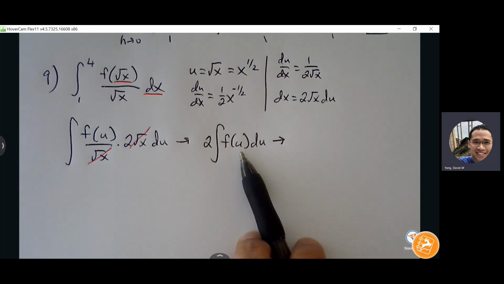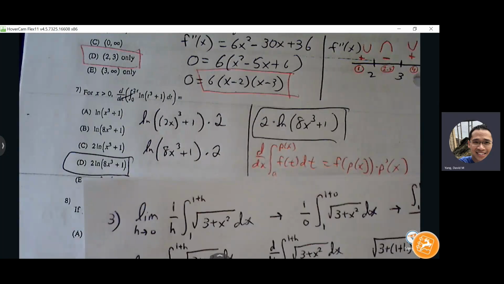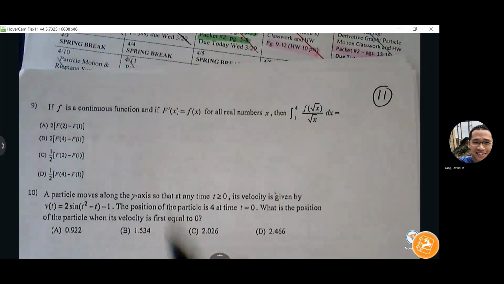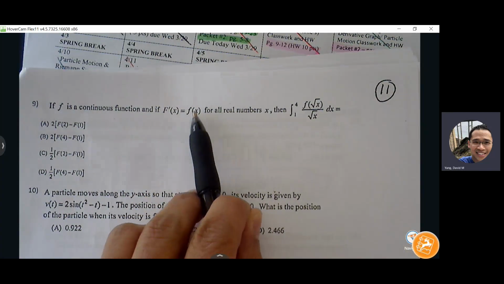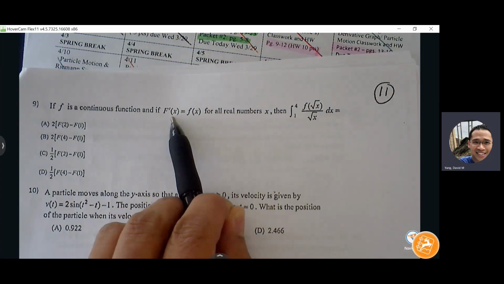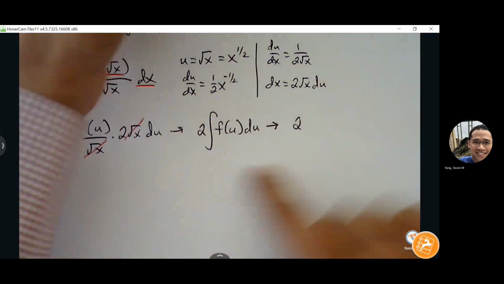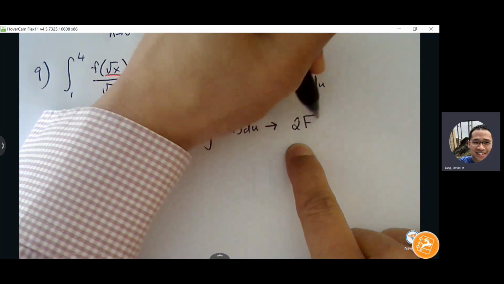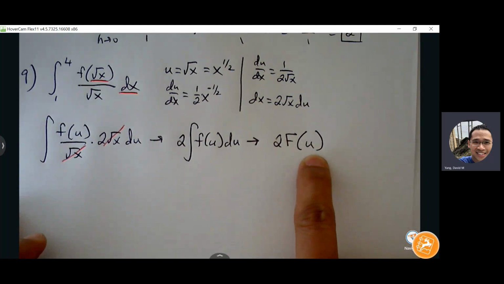Okay, so what happens with lowercase f of u? What's the antiderivative of lowercase f? Turns into what? Uppercase F, right? Because f is the derivative of F, so we know the antiderivative of f is going to rise up to uppercase F. So lowercase f becomes uppercase F. This is my antiderivative. Let's bring back the original variable.